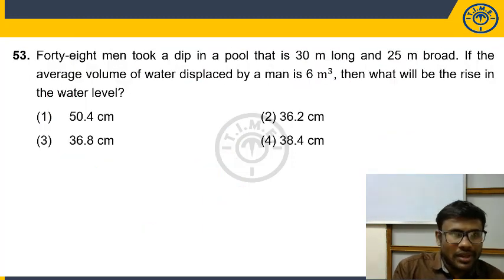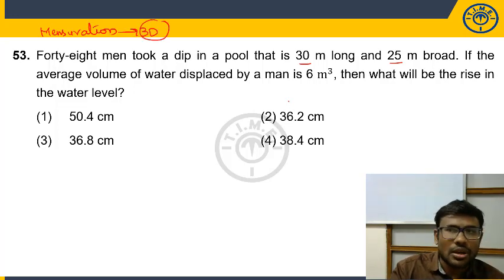Okay. Next question. 48 men took a dip in a pool that is 30 meters long and 25 meters broad. So this is a mensuration question, and to be clear, it's a 3D mensuration. If the average volume of water displaced by a man is 6 meter cube, what will be the rise in the water level?